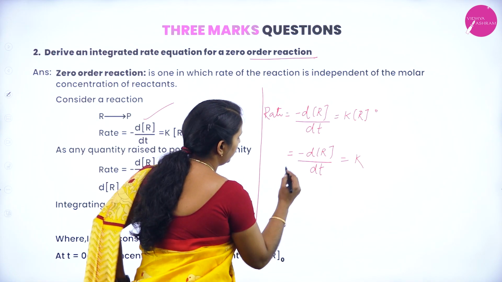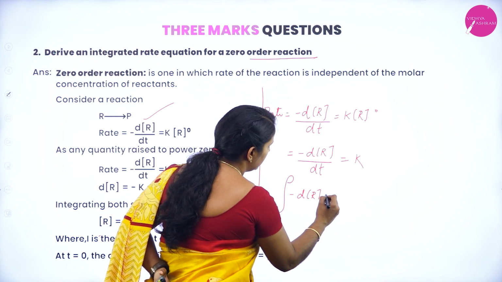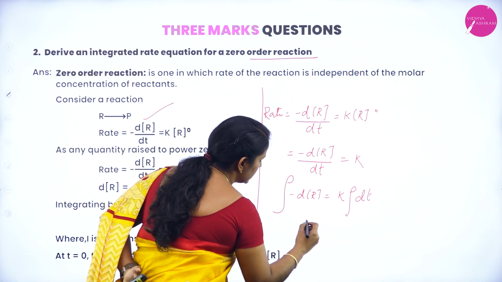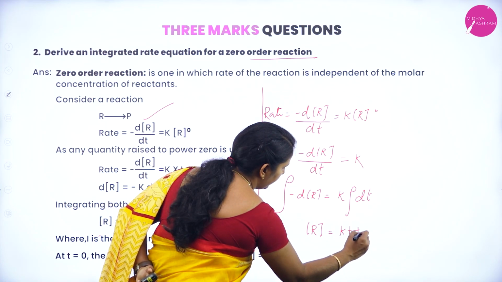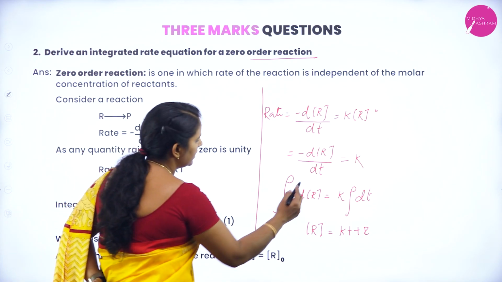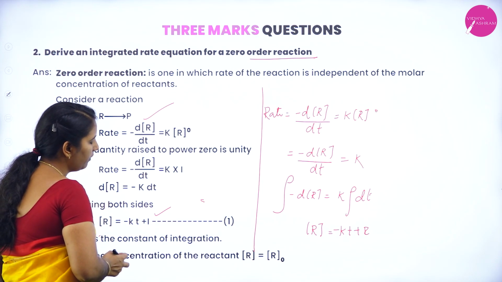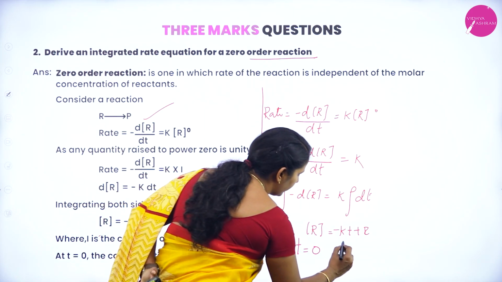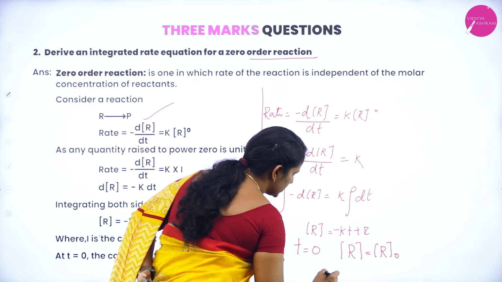Now if you integrate for this reaction, the integration of minus d[R] is equal to k into the integration of dt. The integration of d[R] is nothing but the concentration of R is equal to k into t plus I. This is the equation which I have got, and the minus sign I have taken to the other side, so I will write it as minus kt. Now I will consider the condition that when t is equal to 0, the concentration of the reactant will become the concentration of the reactant at the initial stage.